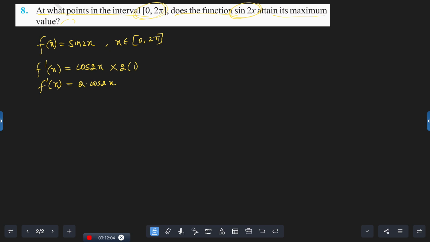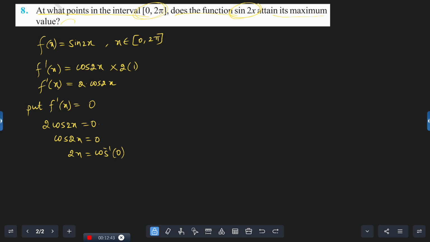Now put this equal to 0 to find the x value. Put f dash of x, which is 2 into cos 2x, equal to 0. So 2 into cos 2x equal to 0. Multiply 2, when you send it to the other side, divide. So 0 divided by anything is 0, and you will be getting 0. Now 2x is equal to cos inverse of 0. Children, where will you be getting 0 in cos?